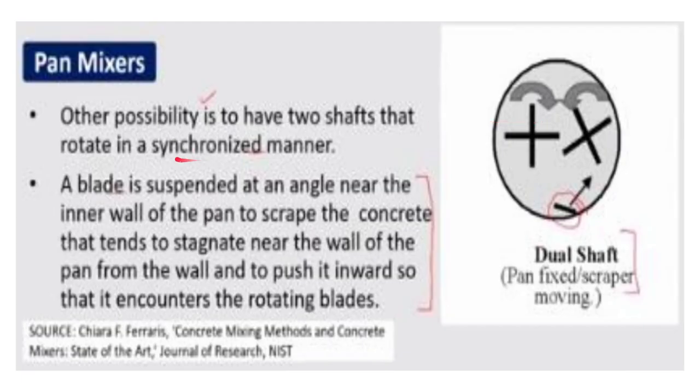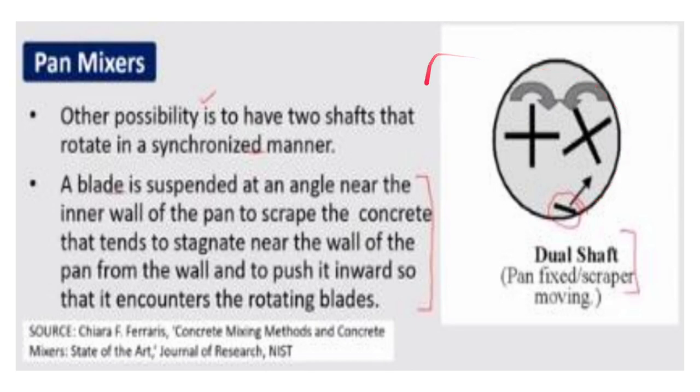Okay. Other possibility is to have two shafts, okay. So one more condition can be using two type of shafts if it is not a center shaft, okay. So other possibility is having two shafts that rotate in a synchronized manner, okay, like screws, okay. A blade is suspended at an angle near the inner wall of the pan to scrape the concrete, as you can see here, that tends to stagnate near the wall of the pan, and to push it inward so that it encounters the rotating blades, okay.